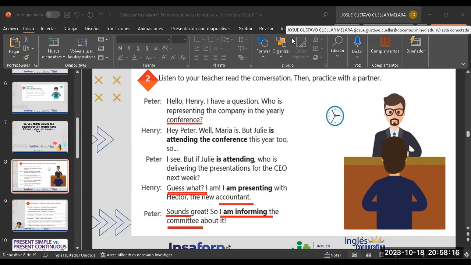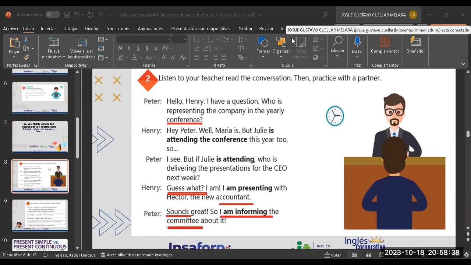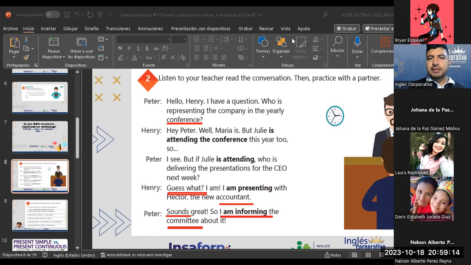Okay. We're going to check here. I'm sorry. Just give me a second. Just give me a second, please. We're going to have a practice. Vamos a tener una pequeña práctica.